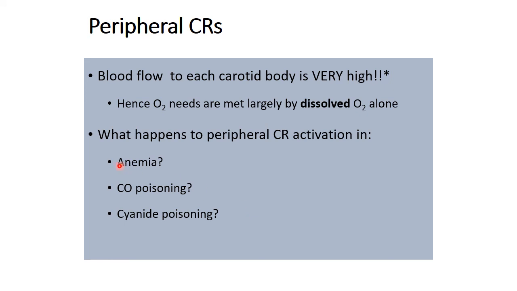Please be precise. Use the name of the condition, and briefly in 1 or 2 lines just describe what you think would happen to the peripheral chemoreceptor activation in number 1, anemia, number 2, carbon monoxide. This is carbon monoxide poisoning. We've spoken about this. My students who are of this college, who have had my lectures when the world was a normal place, pre-COVID infection, we talked about this a lot. And then very interestingly, cyanide poisoning.